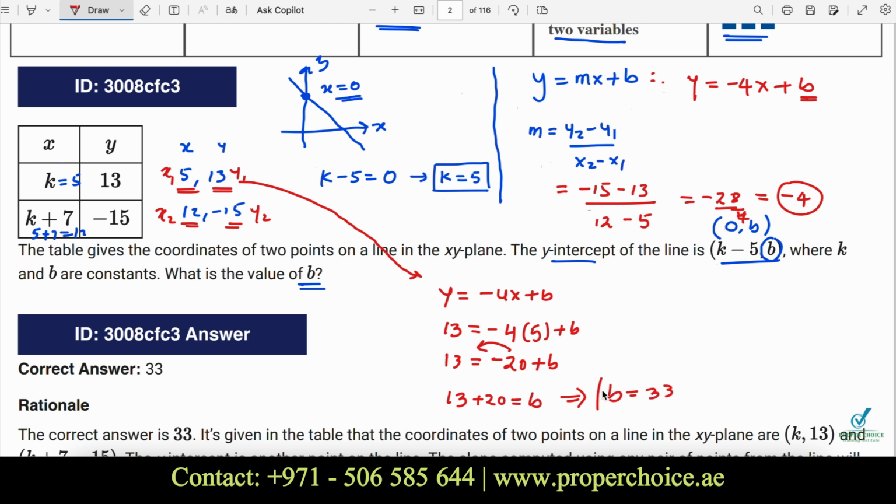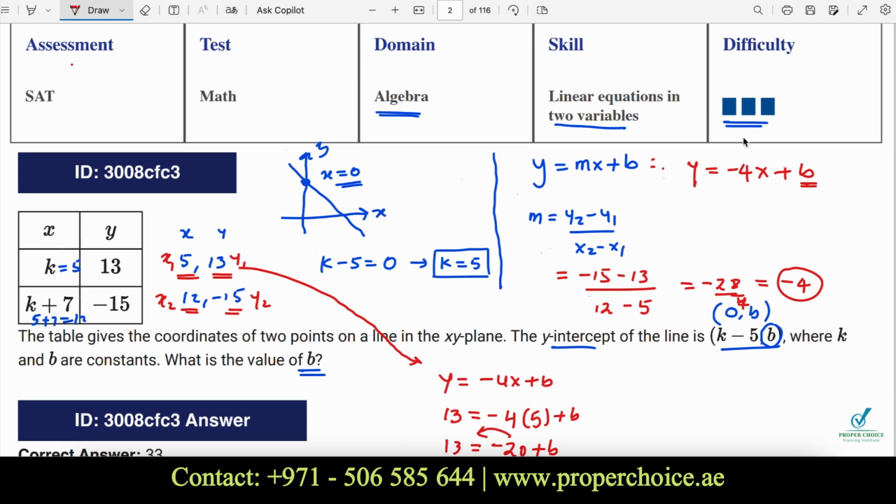13 plus 20 is equal to 33. So the y-intercept of this one is equal to 33, and that's also what the answer has given. That is the reason this question is considered to be of hard difficulty level. So you have to find out the slope, then find out the y-intercept.